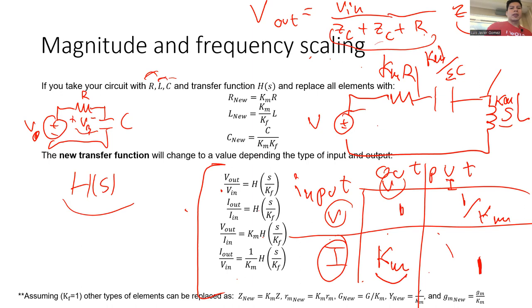So if you replace your inductor with L over Kf or C over Kf, your transfer function gets replaced by s over Kf, because you effectively just did that little s prime trick. And if you multiply all of your components by Km, then voltage over voltage and current over current don't get changed, but voltage over current becomes times Km, and current over voltage becomes 1 over Km. Is this clear to everyone? Okay, so that's what we call magnitude scaling.